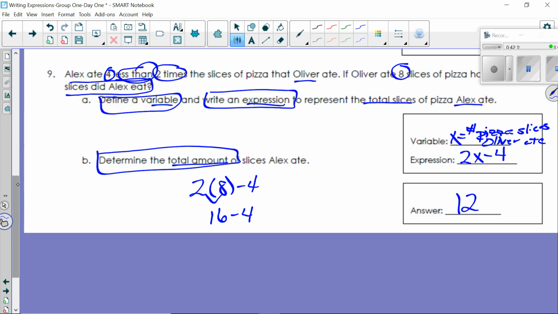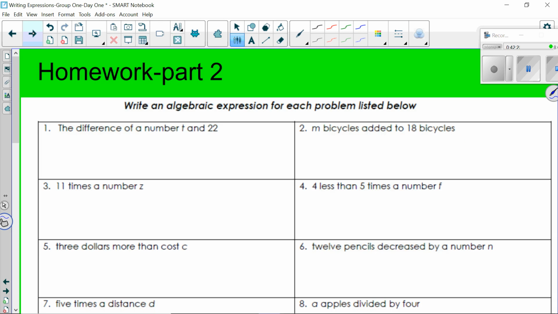Is this all making sense? Okay, we only have a couple minutes left. So your first page of homework was page 63 in your module. Your second page is this one. Should be relatively simple. It's quite a few problems, but they shouldn't take you long.